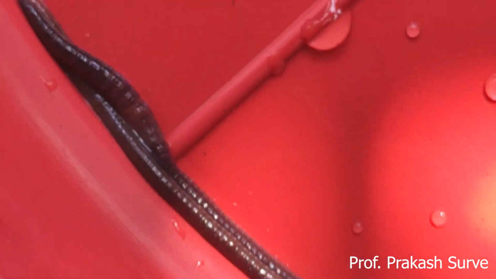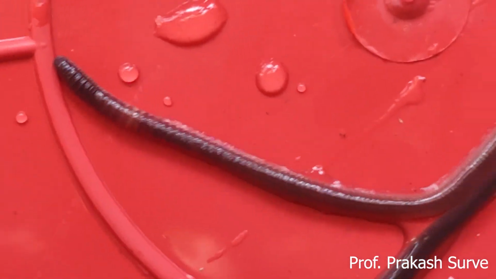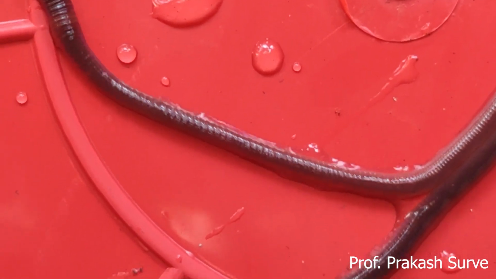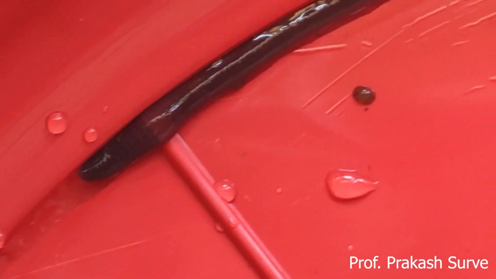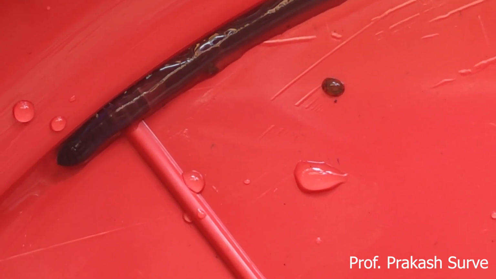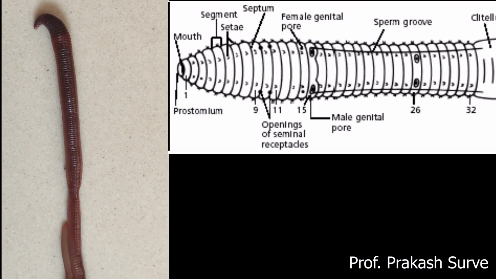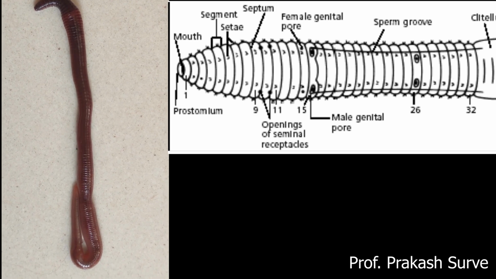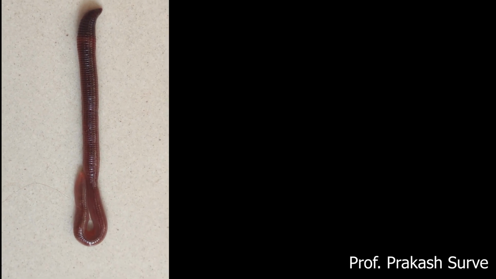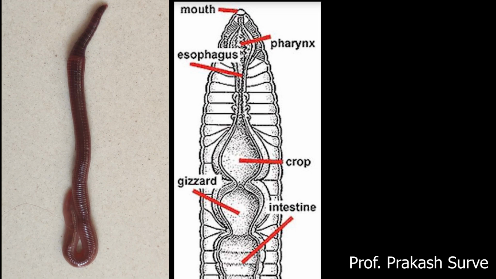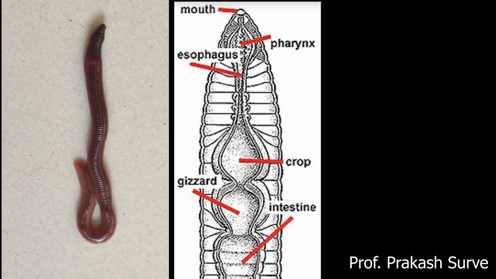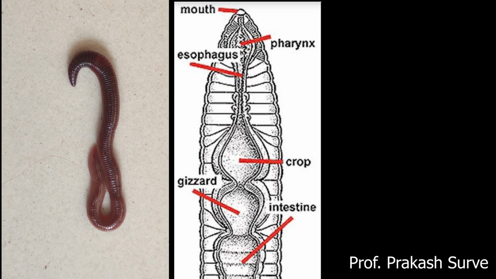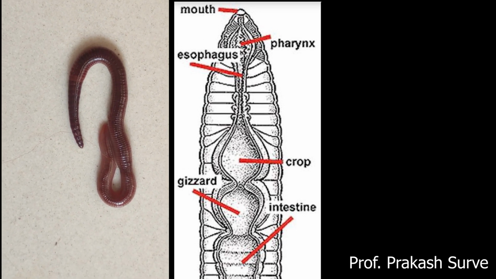The alimentary canal is a straight tube which runs from the first to the last segment of the body. Just now we observed the terminal mouth, which opens into the buccal cavity. Next, the esophagus is present in segments 5 to 7, which continues to the gizzard. The gizzard is present in segments 8 to 9, where the grinding of the soil particles and decaying leaves takes place.